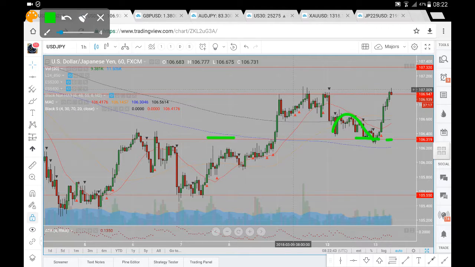major support level in around the 106.32, from which we did see the bullish buy side momentum come back into the market from this 106.32 to test this 106.94. So currently we're testing 106.94.